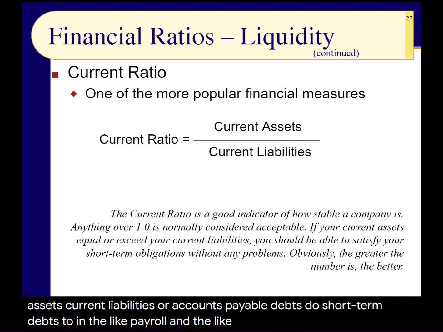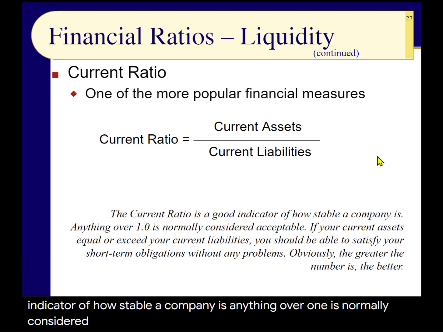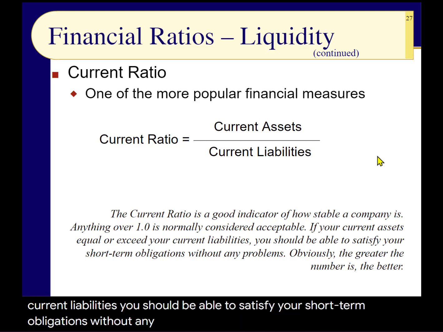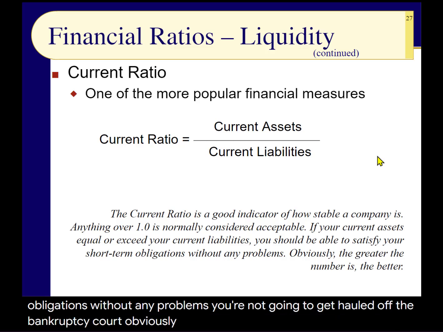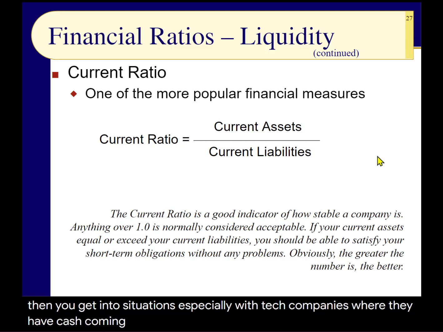The current ratio is a good indicator of how stable a company is. Anything over 1 is normally considered acceptable. If your current assets equal or exceed your current liabilities, you should be able to satisfy your short-term obligations without any problems. You're not going to get hauled off to bankruptcy court. Obviously, the greater the number is, the better. But then you get into situations, especially with tech companies, where they have cash coming out of their ears and the current ratios are 100 or more.